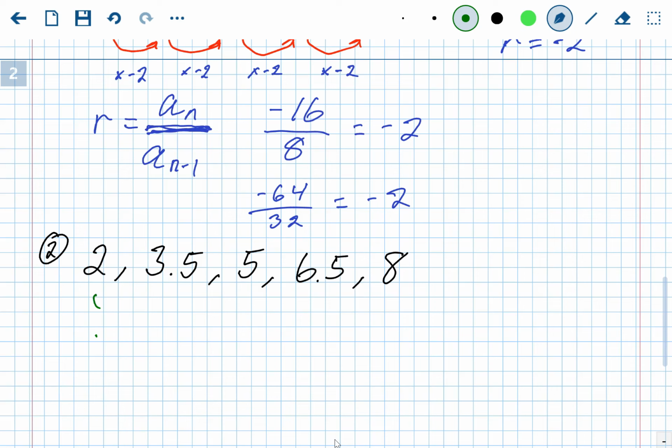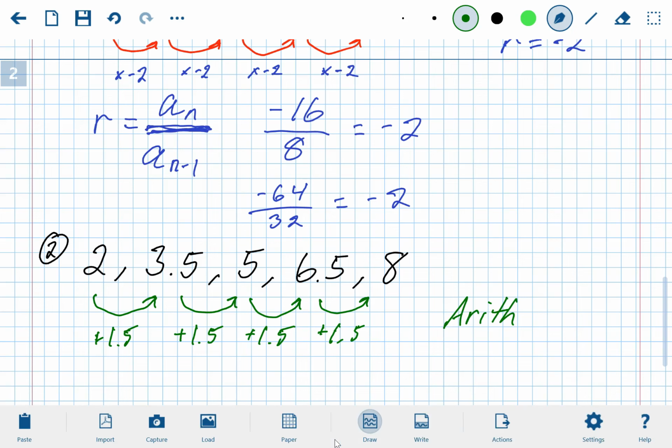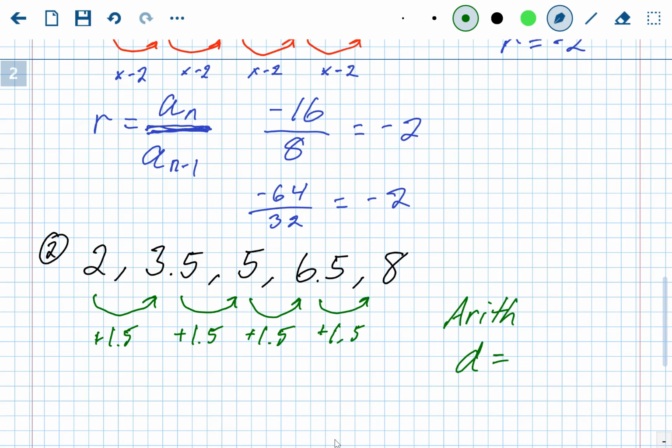Most of you could probably figure this one out. How do you go from 2 to 3.5? Well, it's adding 1.5. How do you know? Well, you can do 3.5 minus 2, you get 1.5. How do we go from 3.5 to 5? That's also adding 1.5. And that pattern is continuing, 1.5 plus 1.5. So we're adding the same number each time to get to the next one, which makes this an arithmetic sequence with a D value, a common difference, of 1.5.